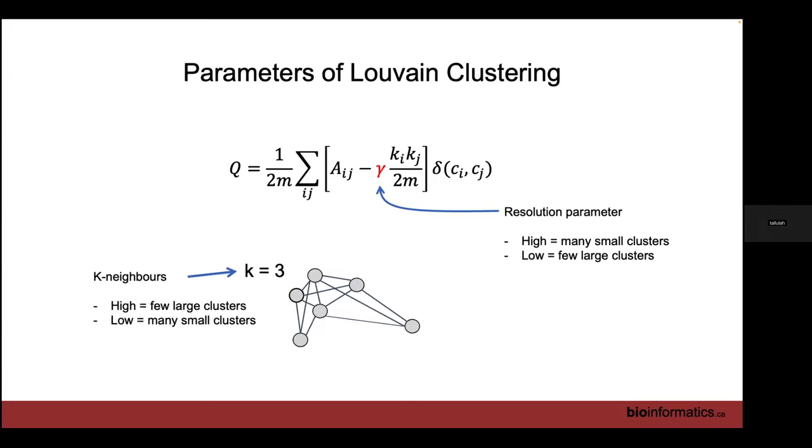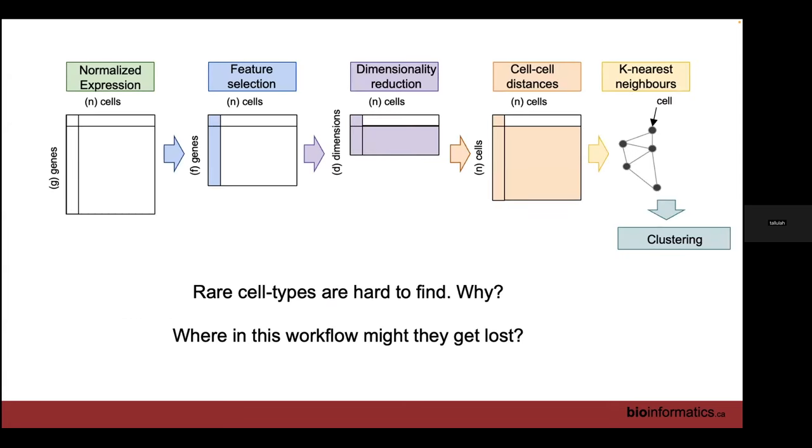So if you have a high K with lots of neighbors, you'll get fewer larger clusters. And if it's a low value, you'll have more smaller clusters because you'll have fewer edges in total between your cells. Okay, so that's our full pipeline for how we do clustering.